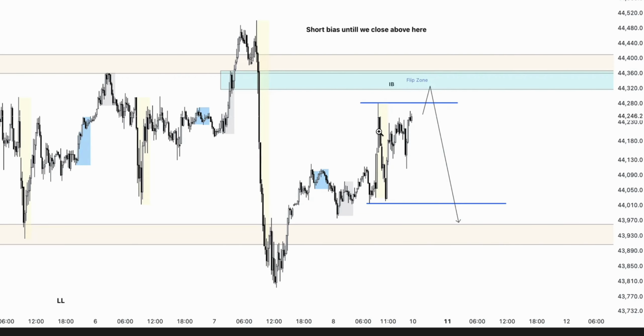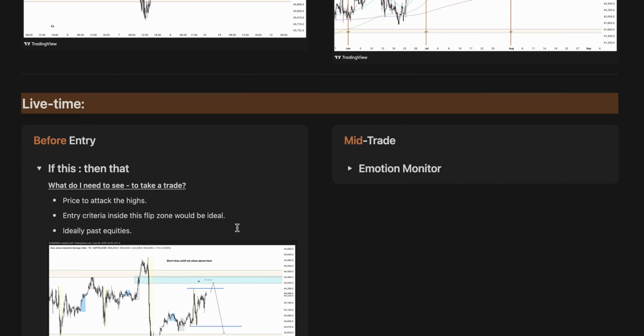Then in terms of an actual entry, we have the flip zone here and we have the range here. So I'll only be taking a trade if we attack the top side of the range. This is the daily support resistance area. Here is the flip zone, and here's the range. So we want ideally for price to pump up into here and give us a lower time frame entry.